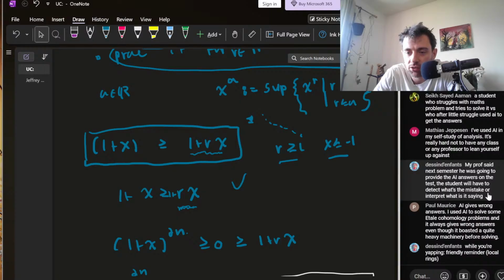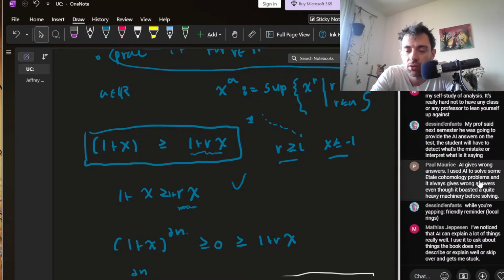AI definitely gives wrong answers, yeah. Used it to solve étale cohomology problems, and it always gives wrong answers, even though it boasted quite heavy machinery before solving. Yeah, I definitely wouldn't use it for, say, a computational problem. Like, I wouldn't say, can you tell me the étale cohomology of this scheme? Unless maybe it's a very basic, very common example, but even then, it's probably very easy for you to find a blog post about computing it, right? So I don't think that's where it is very useful.